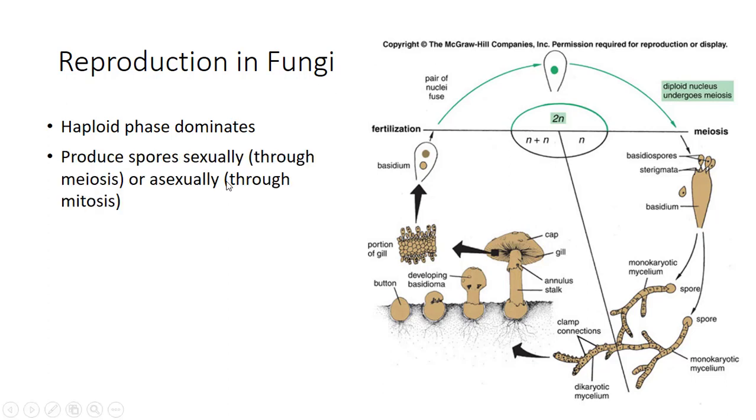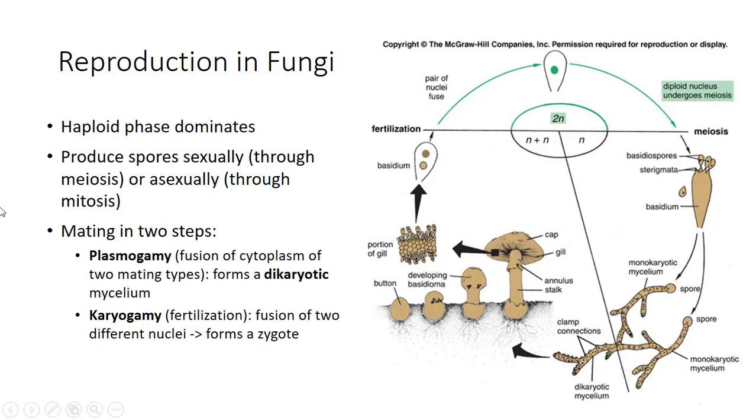Fungi have an interesting thing, which is they produce spores, and they can produce spores in two different ways. They can produce spores via mitosis, which the resulting spores will be called asexual spores, or they could produce spores via meiosis, which the resulting spores will be called sexual spores. So as I mentioned before, the mating itself has these two steps, so fertilization is not immediate.